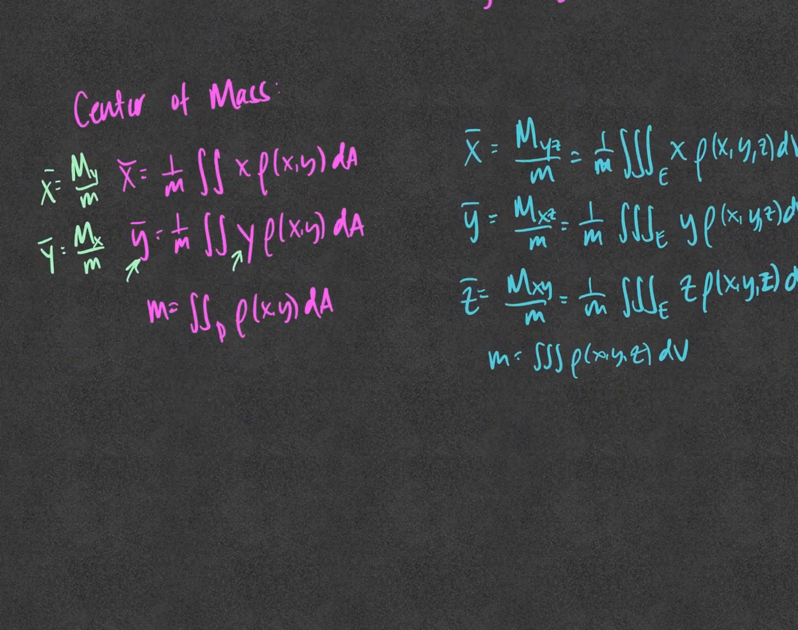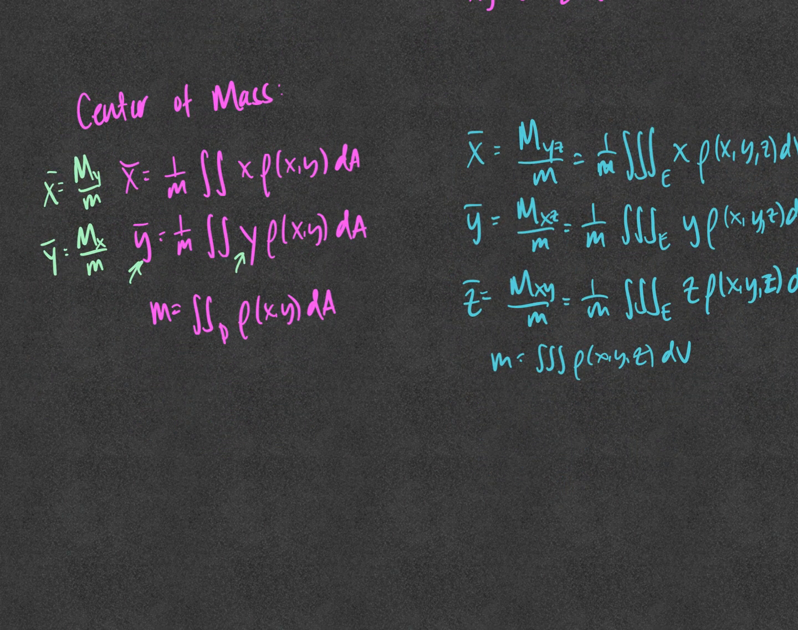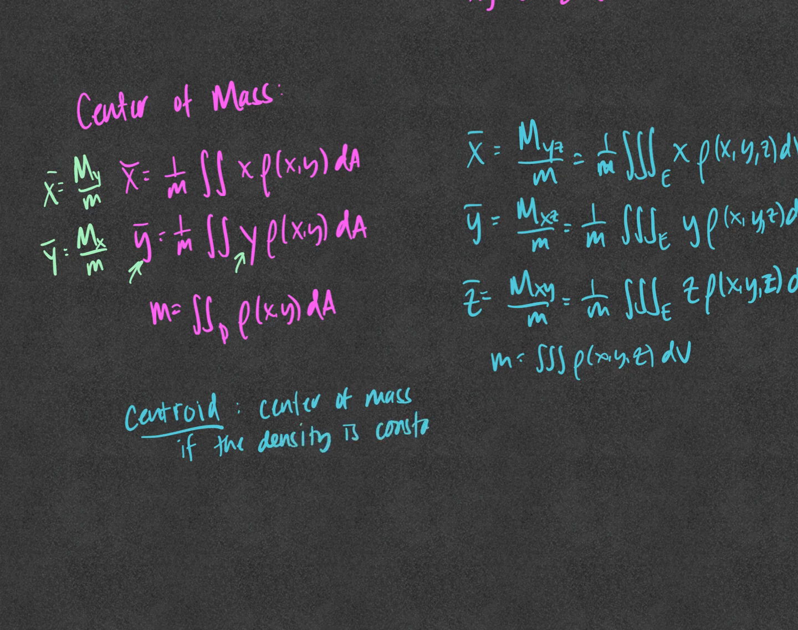Now, the next one we have is the moments of inertia. Before we continue on, if the density is constant, the center of mass is called the centroid of E. I don't know that you need to find that anywhere, and I'm not going to ask you for that. Might the word centroid pop up in your homework exercises? Possibly. So that's why we went ahead and talked about it.